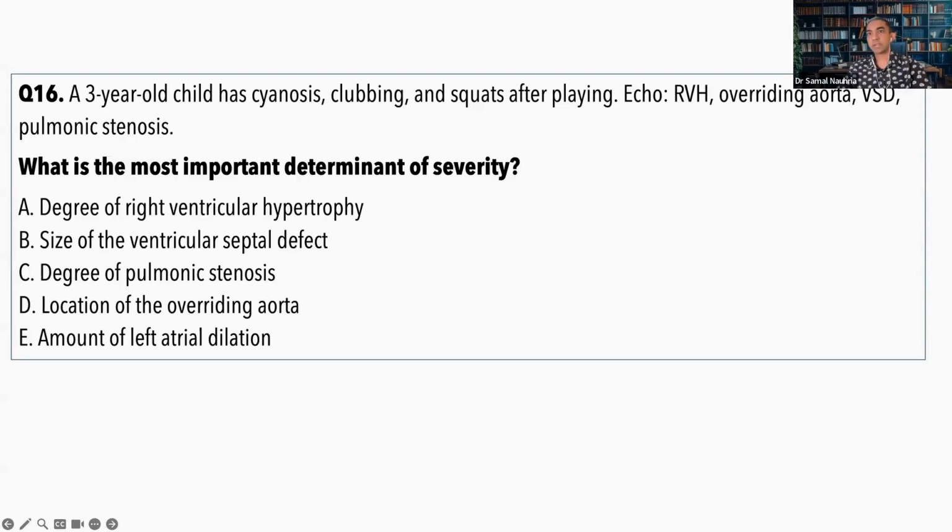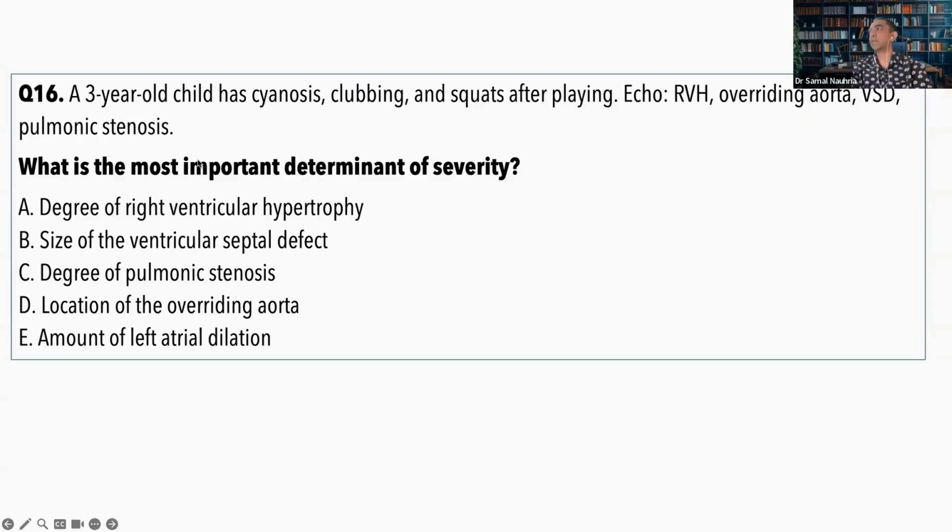Okay, so let me read this for you and explain it. This is a 3-year-old child with cyanosis. Very interesting finding. We talk a lot about cyanosis and why it happens. I'll explain that. Clubbing, squats after playing. So you are the cardiologist and you would have done an echo.